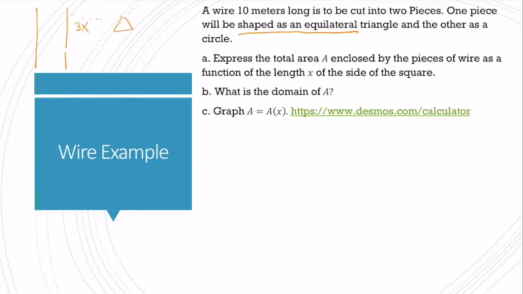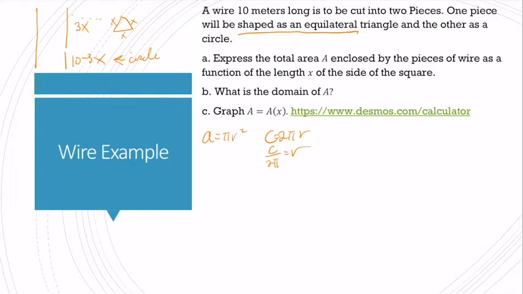So this is going to form a triangle with side length x, and what's left over is 10 minus 3x, and we're going to use this to make our circle. Remember, the area of a circle is pi r squared. The circumference is 2 pi r. So to solve for the radius, I know that circumference over 2 pi equals r.